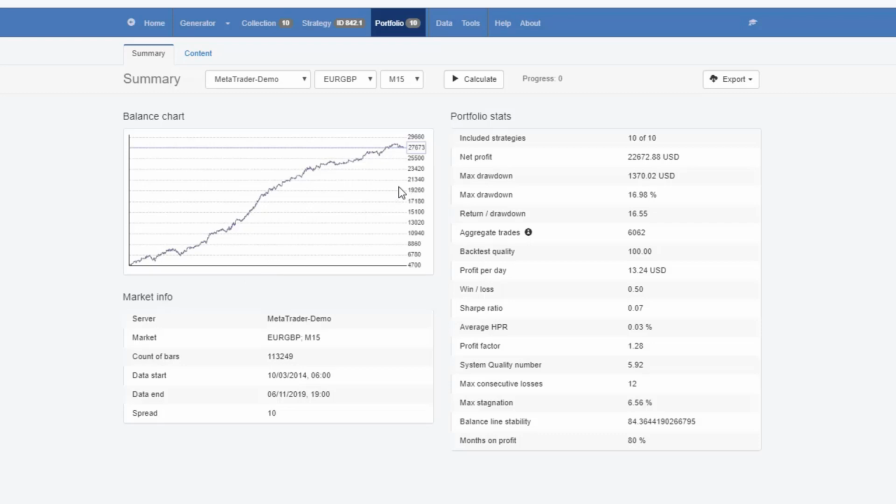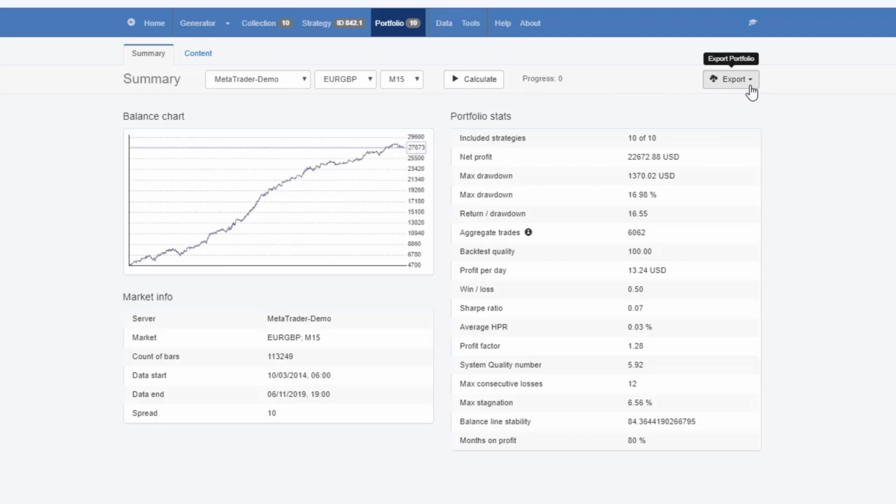Now keep in mind that one portfolio expert advisor is for one time frame for one asset. So you cannot put into one portfolio expert different strategies from different currency pairs or assets or different time frames. One portfolio expert advisor is for one currency pair and for one time frame. After that you can export it.